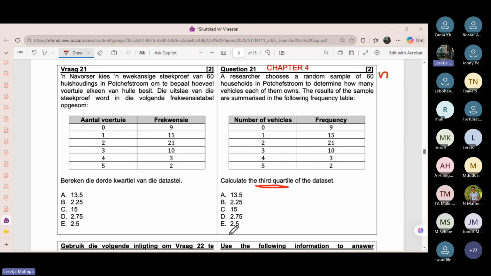So are you guys done? The third quartile. Yes. Okay, what is the answer? 2.75. Yeah, 2.75. Do you guys agree that the answer is 2.75, or this one? Maybe anyone who got a different answer? Yes, we agree. Okay, that's great. If you don't understand, please let me know.